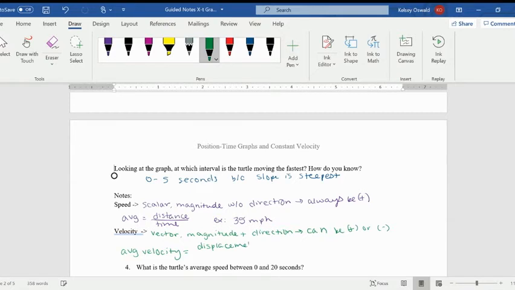Okay, because displacement is also our vector divided by time. So an example of our velocity could have been negative 2 meters per second, or if we had said 35 miles per hour east. Okay, we're adding direction to that speed.